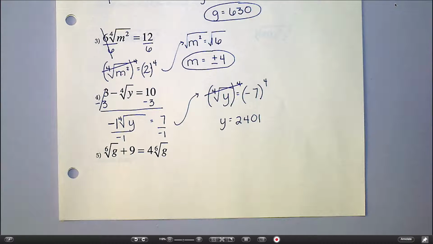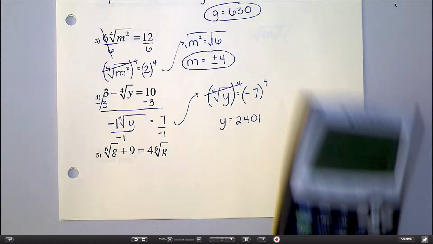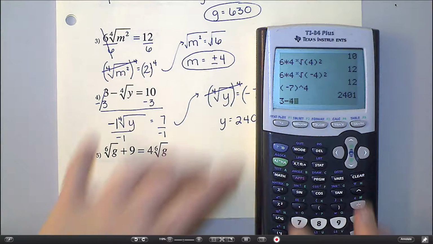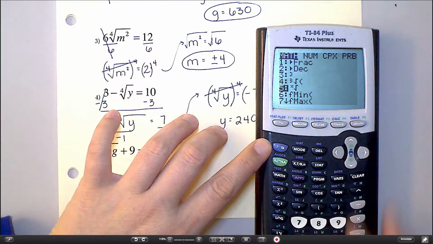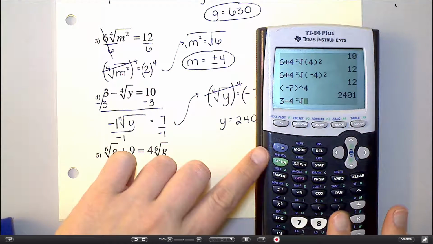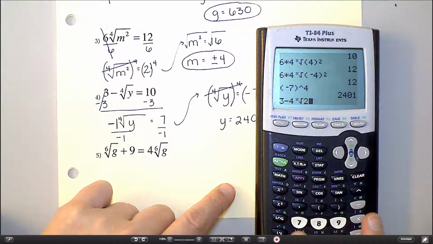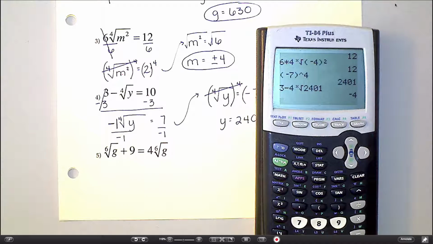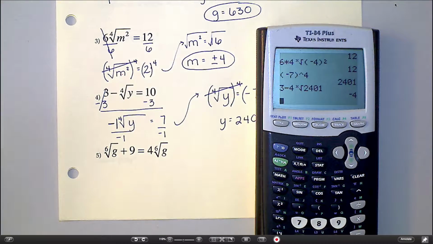Okay, so let's go ahead and type that back in and check it out. And so that would look like this. 3 minus the 4th root. I really like my 4th roots today, don't I? And that's just a y, so I'm just going to replace it with 2401. And it should come out to equal 10. And it does not. It comes out to equal -4.